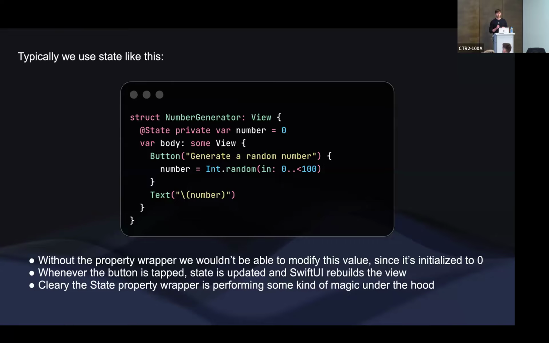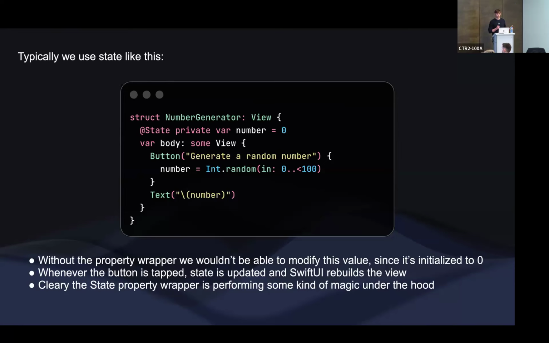And so if we wanted to modify the number property and it wasn't using the state property wrapper, we would have to create a new instance of number generator with the updated number property. Whenever this button is tapped, state is going to be updated, and SwiftUI will know to rebuild the view. And so it's going to redraw the text view we have at the bottom here.